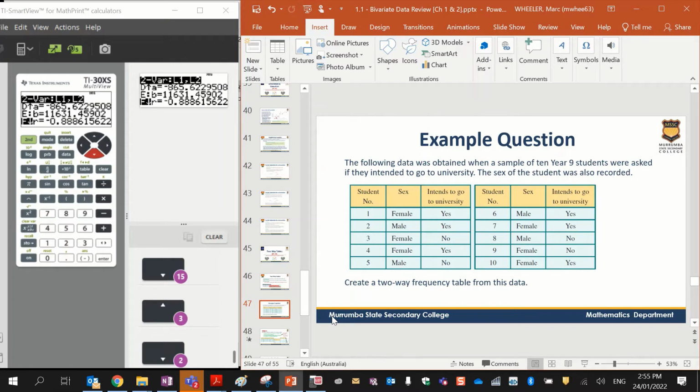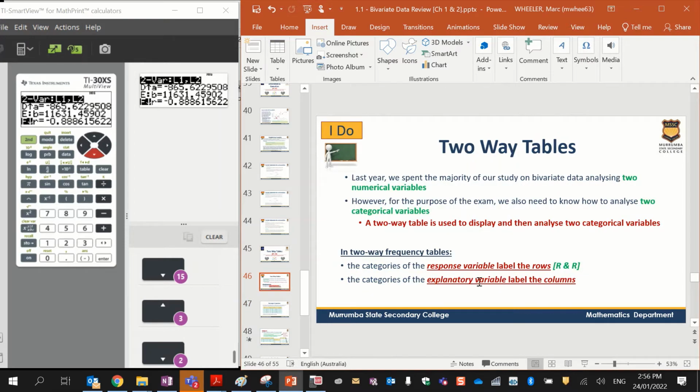This means the explanatory variable is the columns. Here's an example. The following data was obtained when a sample of Year 9 students were asked if they intended to go to university. The sex of the student was also recorded. Create a two-way table. Which one explains the other? We have to determine the response and explanatory variable. Will someone's sex explain whether they go to uni, or does whether they go to uni explain their sex? It makes more sense that sex would explain if they go to uni. So sex is our explanatory variable, and intends to go to uni is our response.